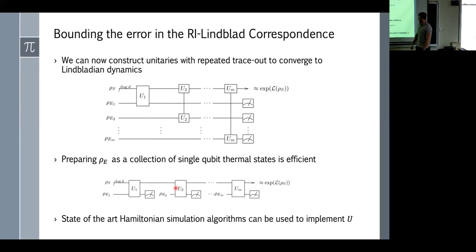So now that we have unitary processes, we can return to the topic at the beginning of the talk and use our state-of-the-art Hamiltonian simulation algorithms to implement these unitaries.